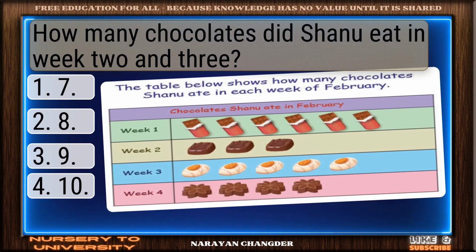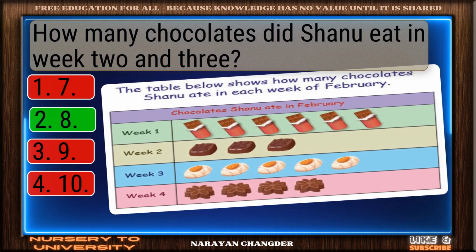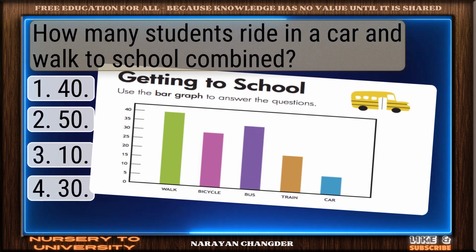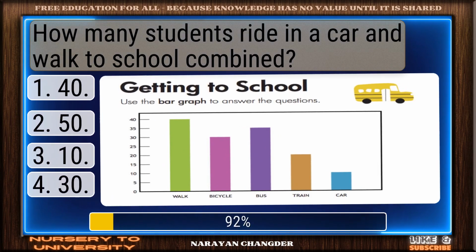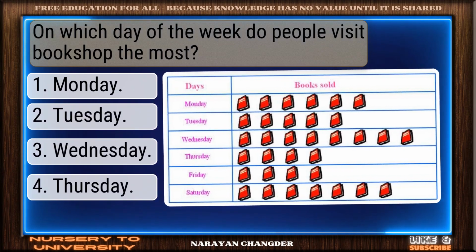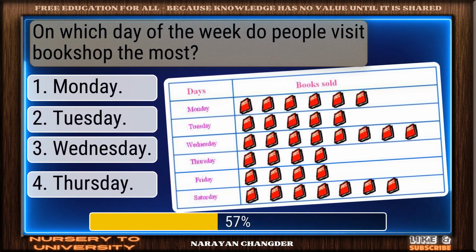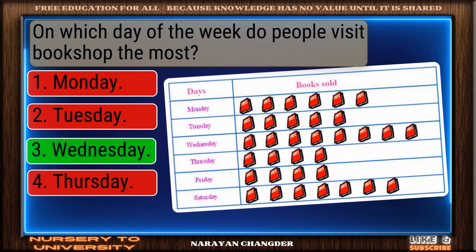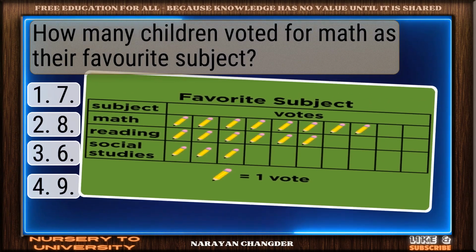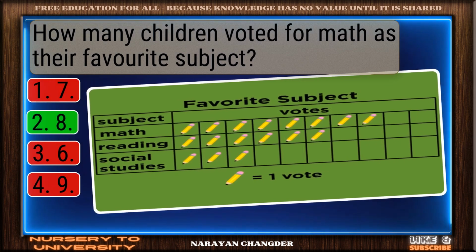How many chocolates did Shainu eat in week 2 and 3? You're right. 8 is correct. How many students ride in a car and walk to school combined? Valid point. 50 is true. On which day of the week do people visit the bookshop the most? Right choice. Wednesday is best. How many children voted for math as their favorite subject? Well picked. 8 is correct.